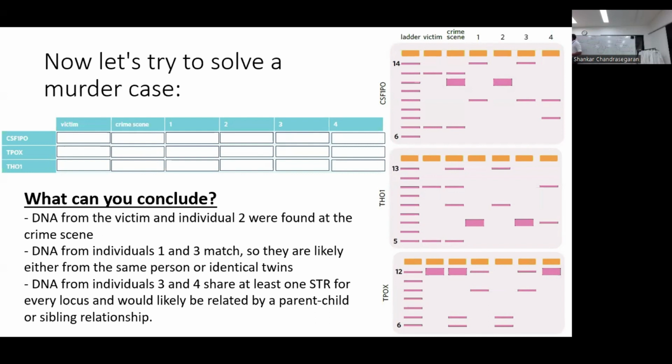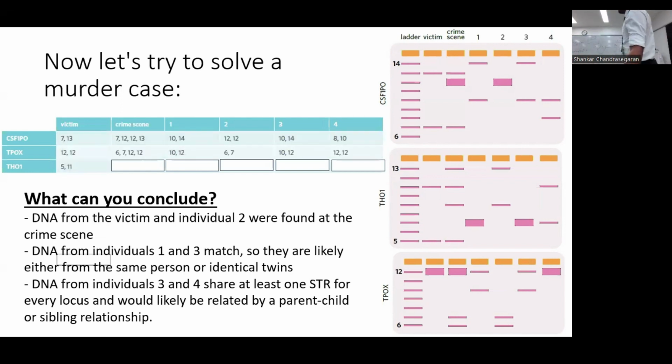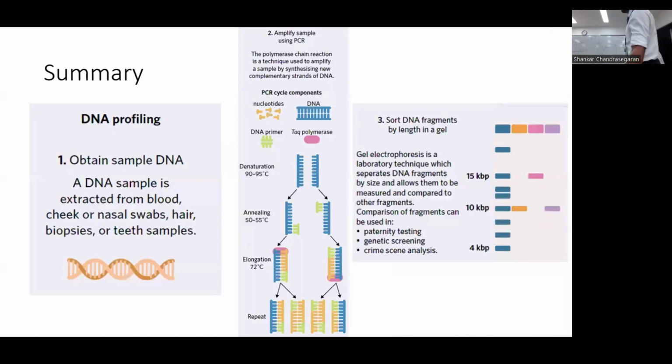Last one, DNA from individual 3 and 4 share at least one STR, which could be an indication of relatedness. Okay, so there's a lot of information you can generate from this, and that's pretty much the summary.